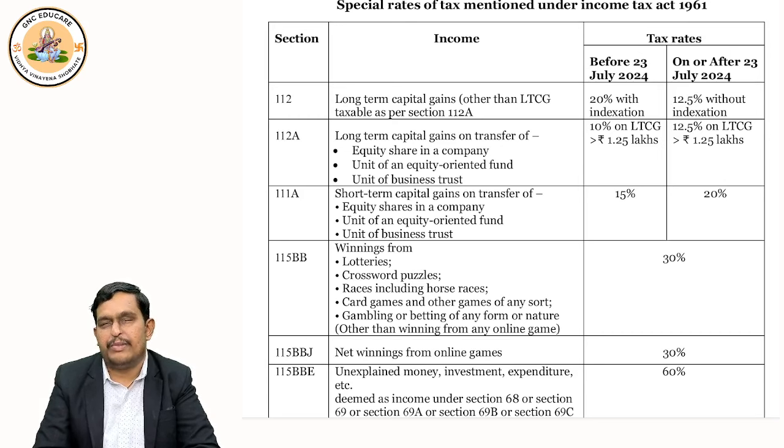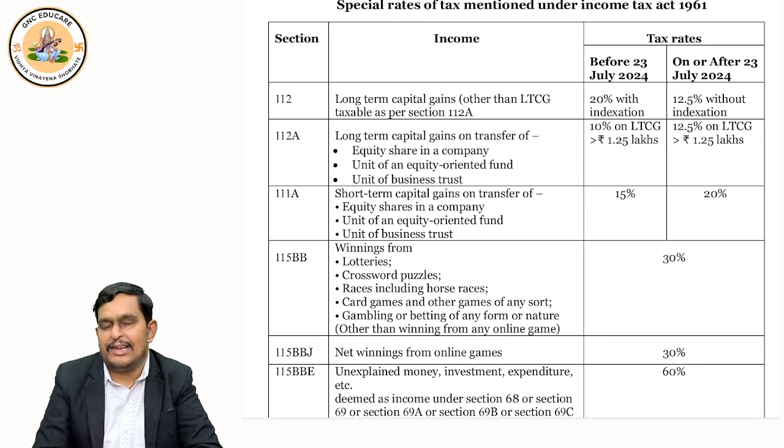So when it comes to betting, when it comes to lottery, when it comes to horse races, Section 115BB talks about it, and it is 30%. When it comes to online games, they gave the rate under Section 115BBJ. Which section?